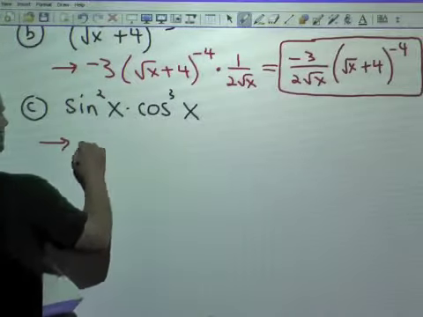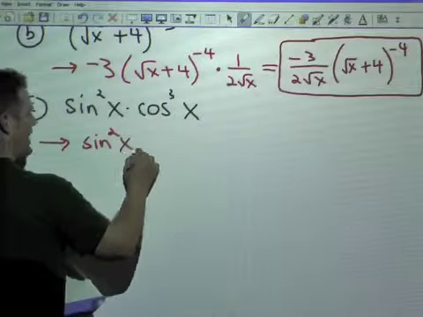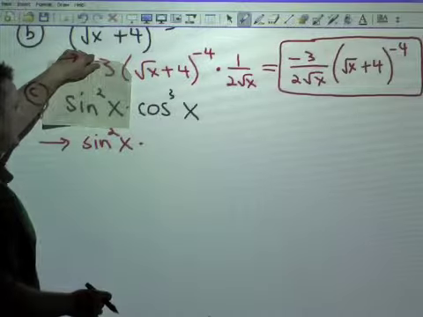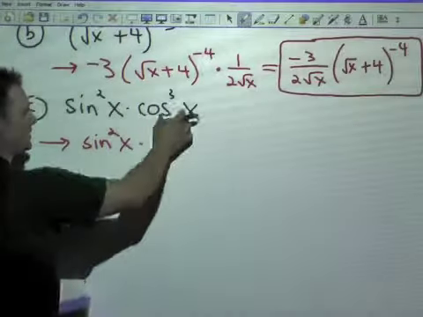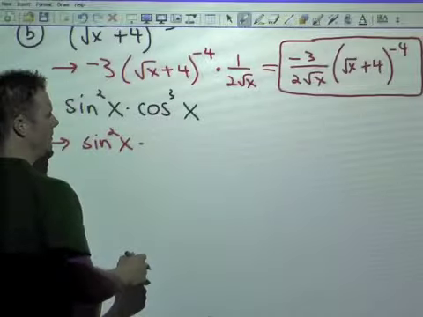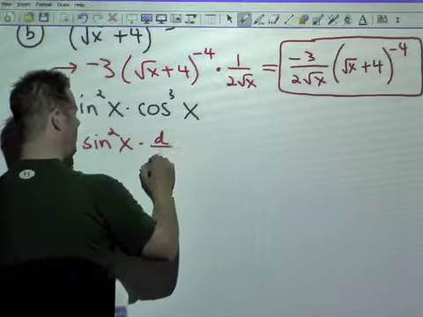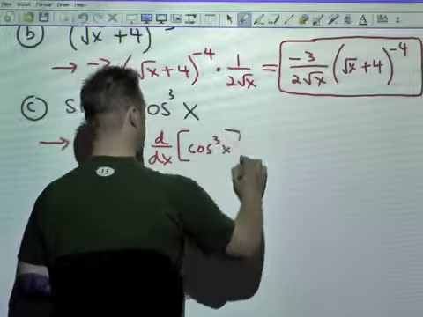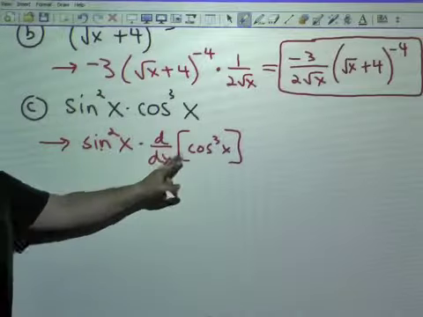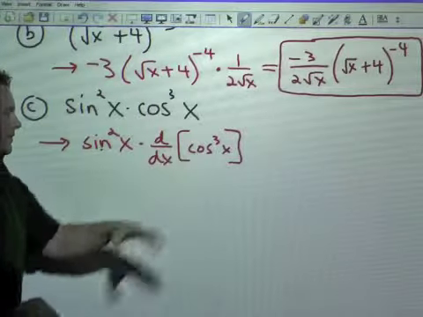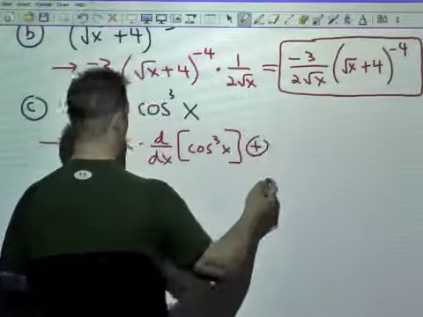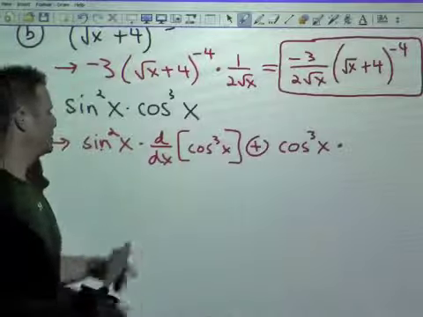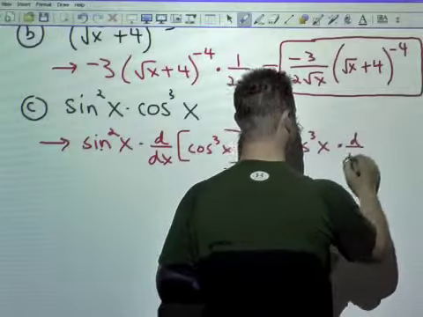It's the first function times the derivative of the second. Well, the derivative of cosine cubed, remember that's cosine x quantity cubed, would be, actually let me do it a little more slowly. I'm just going to literally write down what I'm doing here. So first function times the derivative of the second, so I'll just write derivative of the second, plus the second function, cosine cubed, times the derivative of the first, which again I'll just write that derivative.